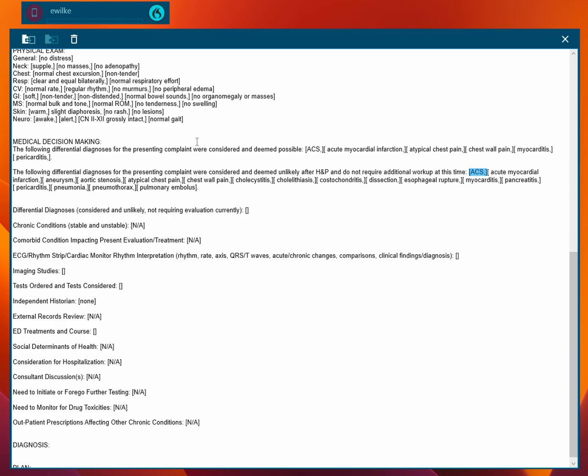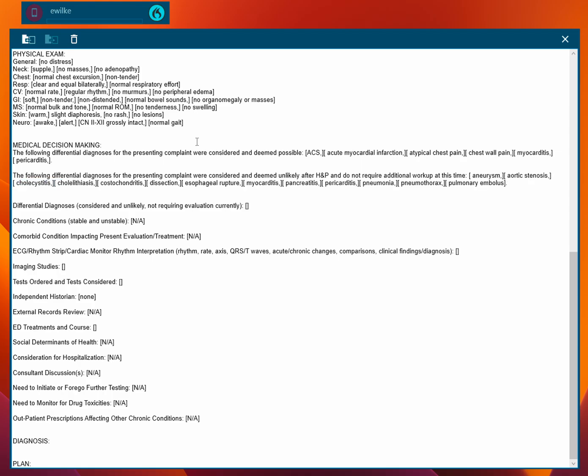So I'm going to do the same thing. So these are things that I considered, but I'm not going to work up. So it's not going to be any of these because we're going to consider them right now. Aneurysm, possibly, but again, I'm not going to work that up just yet. Aortic stenosis, possibly, but not going to work it up. Atypical chest pain, we're going to evaluate. Chest wall pain, we'll evaluate. I don't think it's cholecystitis, not costochondritis. Again, dissection I'm going to consider, but I don't think it's likely. Esophageal rupture, I'm going to consider, but don't think it's likely. I'm going to work up and I'm going to leave in pulmonary embolism, again, because I'm going to consider it, although I don't think it's likely.